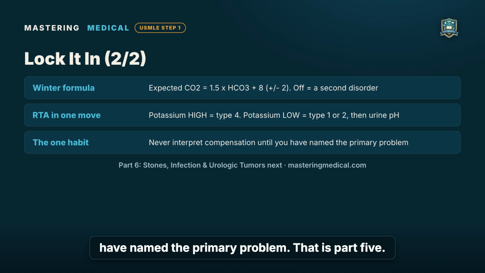That is part 5. Part 6 closes the series with the urology side: stones, upper and lower urinary tract infection, kidney and bladder tumors, and the prostate.